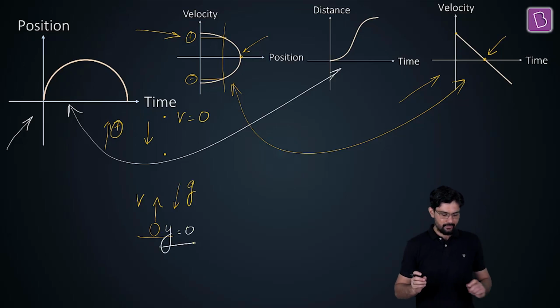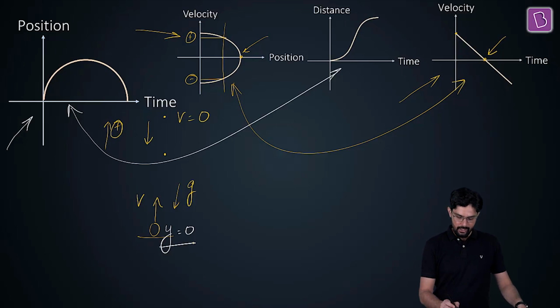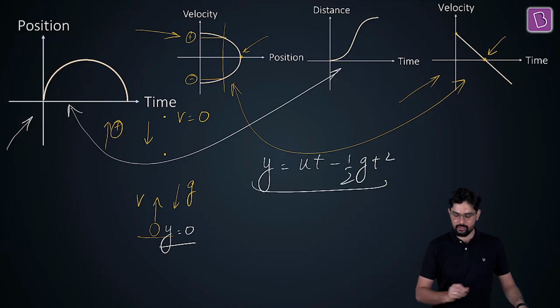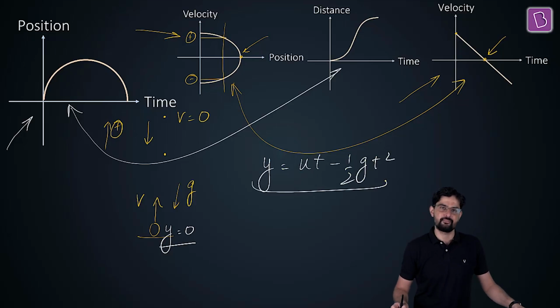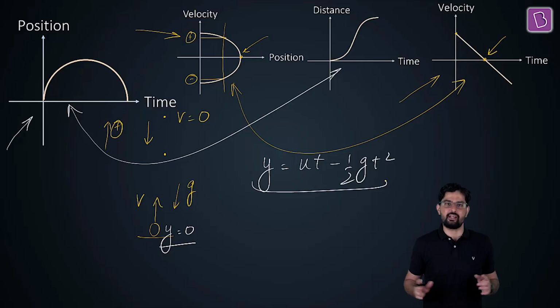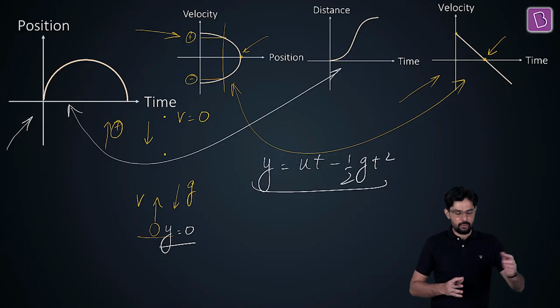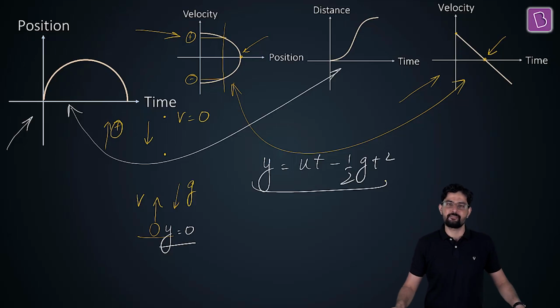In this case, the position time curve and the displacement time curve will look exactly the same, right? And the second equation of motion says the displacement is going to be equal to ut minus half gt square. And this equation is quadratic in time. So the parabolic shape is justified. But do you think that the position time graph is right?